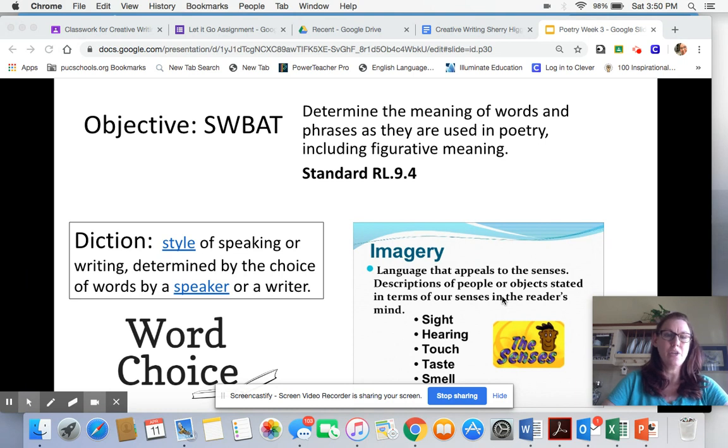Today we're going to continue our poetry unit, and our objective for the day is that students will be able to determine the meaning of words and phrases as they are used in poetry, including figurative meaning. And that's California Common Core Standard Reading Literature 9.4.